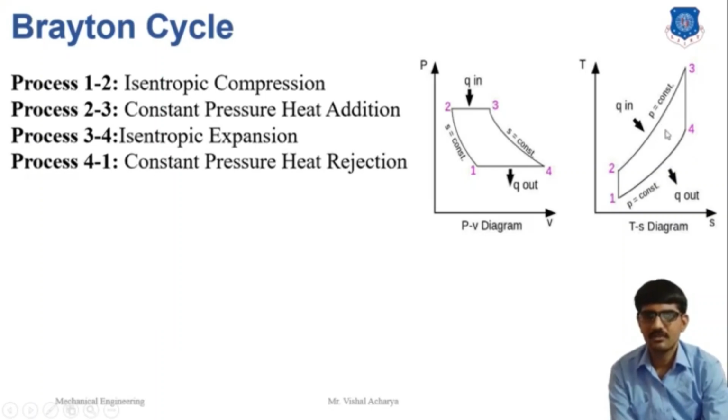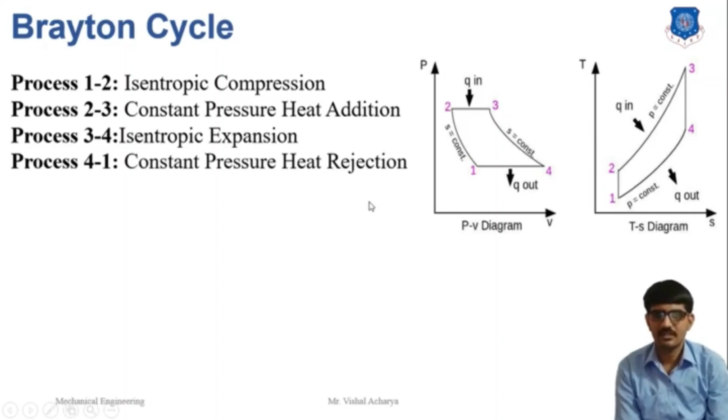4 to 1 is the constant pressure heat rejection. Here no pressure loss is assumed. For the Brayton cycle analysis, we discuss the efficiency of the Brayton cycle and the maximum work for the pressure ratio.